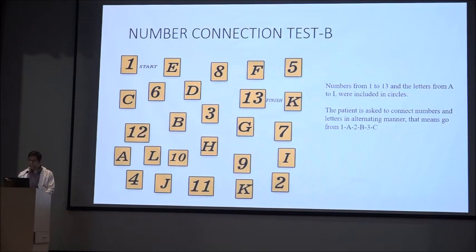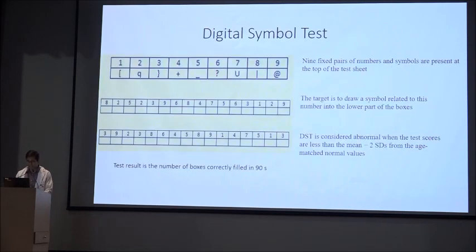Now there was a slight variation for the number connection test A, which was the number connection test B. And what they've done in that is that, including the numbers, they've also added the alphabets. So the patient is asked to connect the numbers and also the letters in an alternating manner. So it becomes 1, and then A, and then 2, and then it becomes B. So this is again a test which was proposed as a variation of the number connection test.